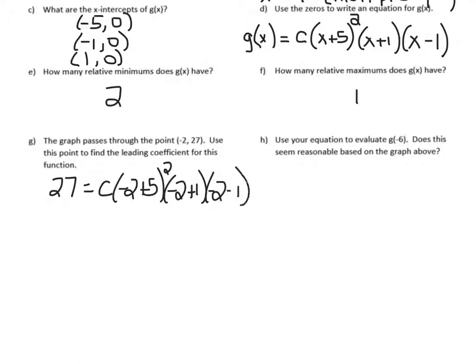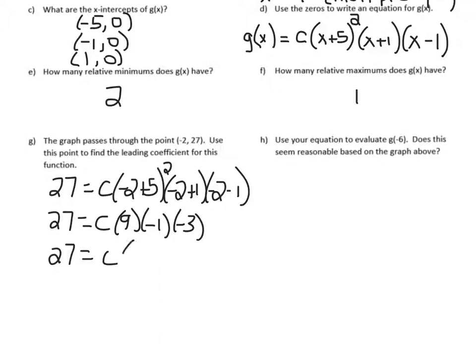Okay, so let's just solve and see what we have here. So I'm going to bring down the 27 equals c. All right, so -2 plus 5 is 3, and 3 squared, don't forget about that square there, is 9. -2 plus 1 is -1, and -2 minus 1 is -3. So if we multiply together 9 times -1 times -3, that's going to give us 27. So I'm going to bring down this 27, bring down the c, and again, when we multiply all those three numbers, we get 27. So to finish solving for c, let's just divide both sides by 27. And here, our leading coefficient is 1.